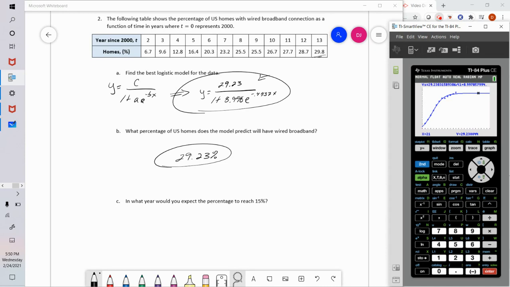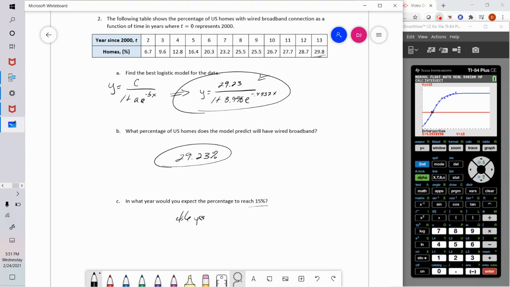For C, in what year would I expect the percentage to reach 15%? Again, I'm going to go to Y equals, and I'm going to let Y2 equal 15. And now I'm going to look for the point where those two graphs intersect. Second calc, number 5. The point of intersection is the blue one, my first curve, sure, so press enter. Yep, the red one's my second curve. That's a good guess. So I would predict 4.6 years after the year 2000. So that's about 6/10 of the year after 2004.